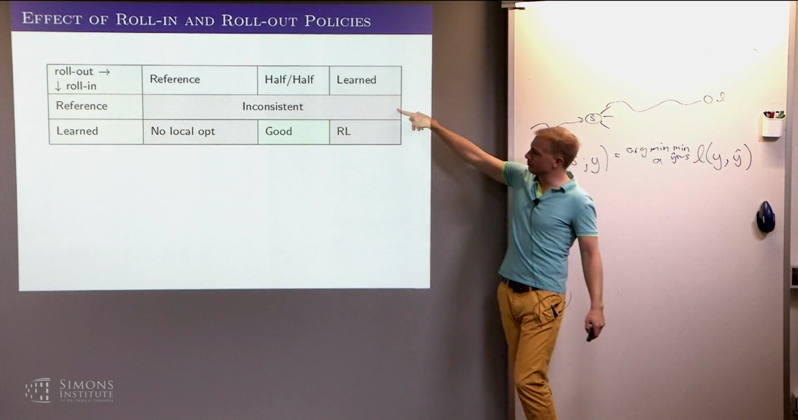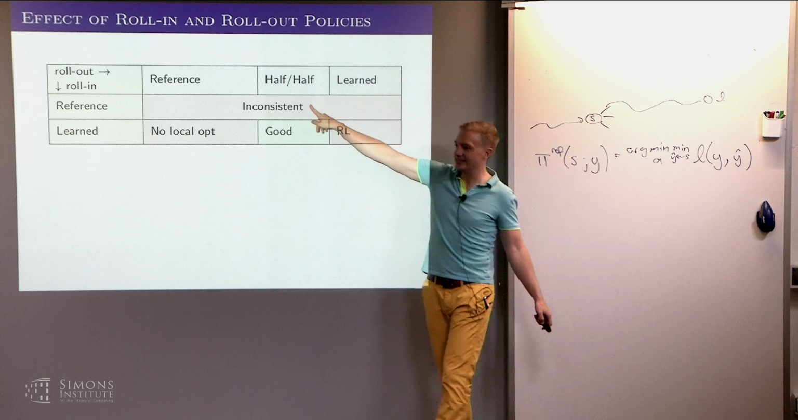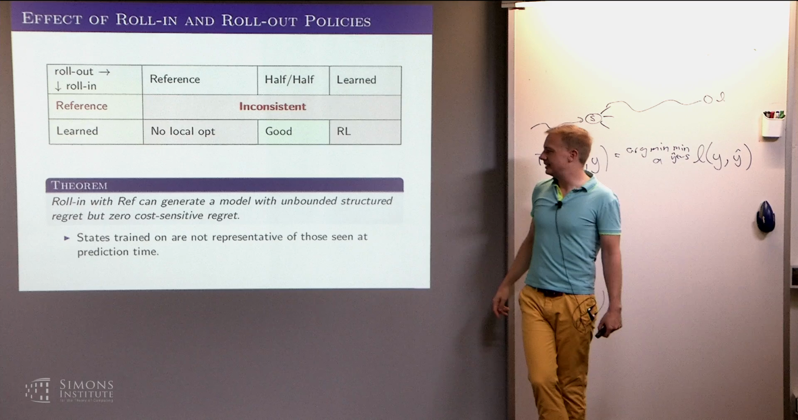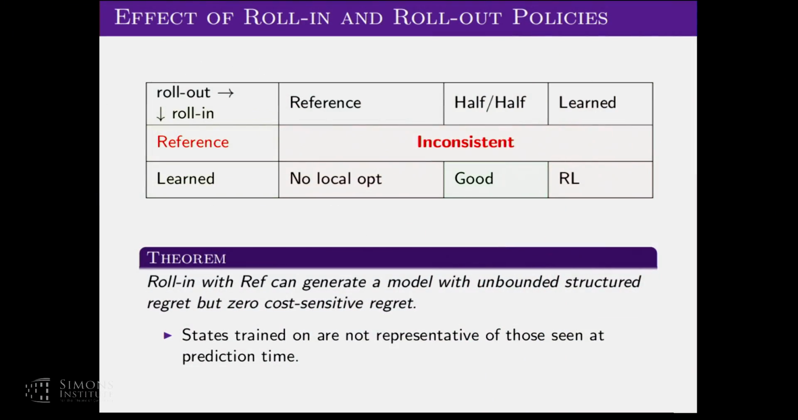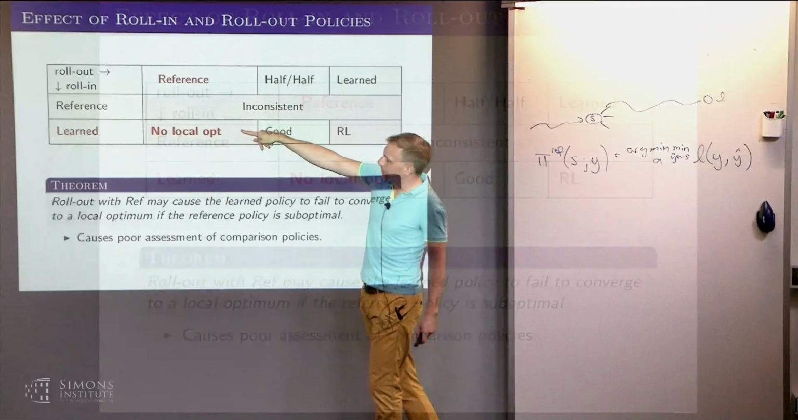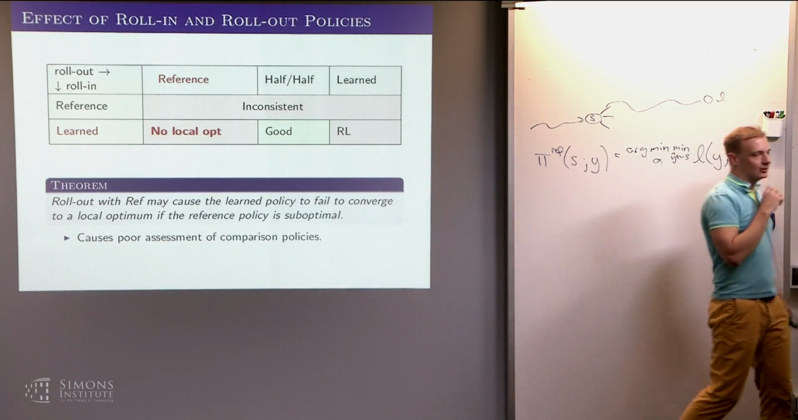So if you roll in with ref, you get an inconsistent algorithm. You basically, read this as you get stuck next to pipes. Why does this happen? It basically happens because the states that you're trained on are not representative of the states that you test on. So if you roll in learn and then roll out with reference, then I can't guarantee that you get local optimality.